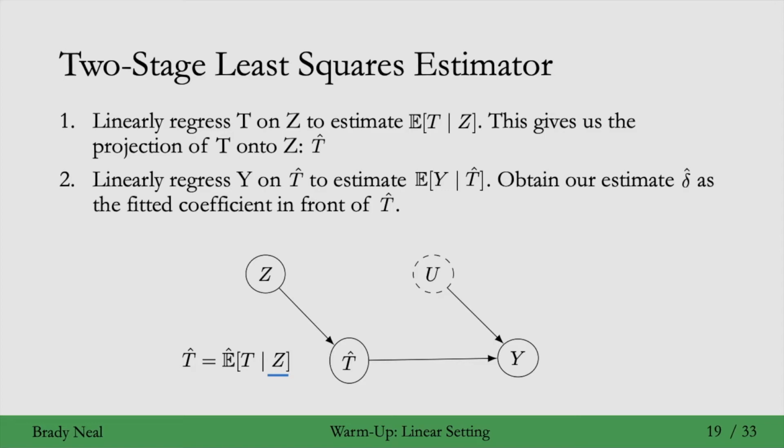And this two-stage least squares estimator is really popular. You can also use it in the binary setting. Z and t don't have to be continuous to use it. And that's the end of this section.